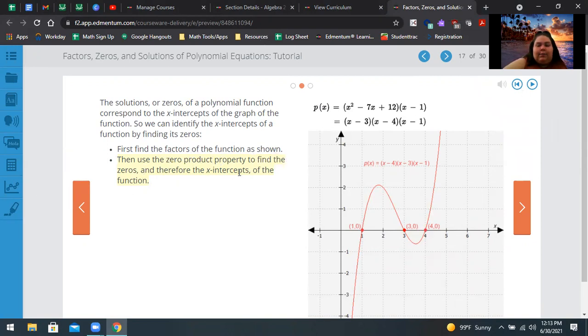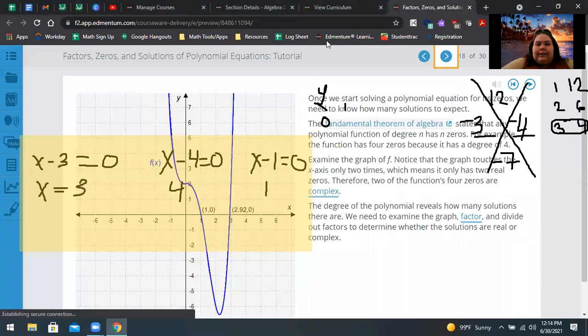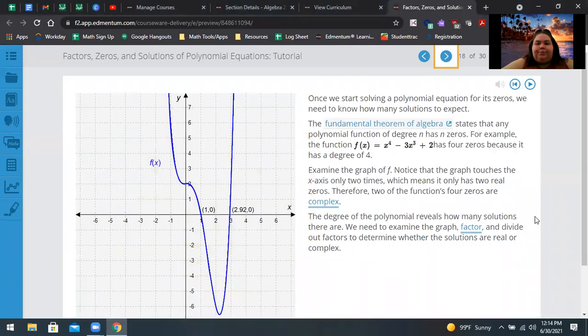Then use the zero product property to find the zeros and therefore x-intercepts of the function. So the zero product property is this piece over here. Taking your factors and setting them equal to 0 and solving. But you know the shortcut to this. Let's go ahead and take a look at slide 18.